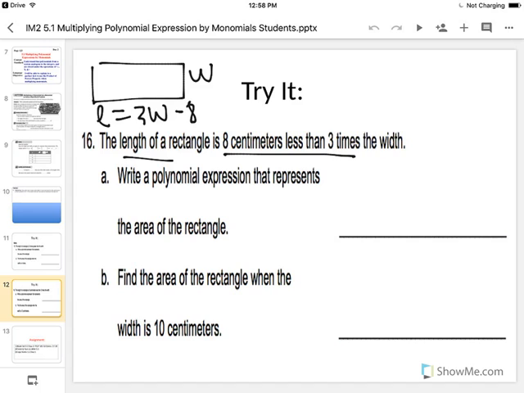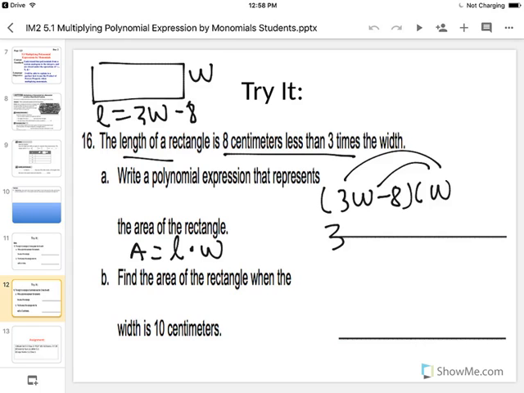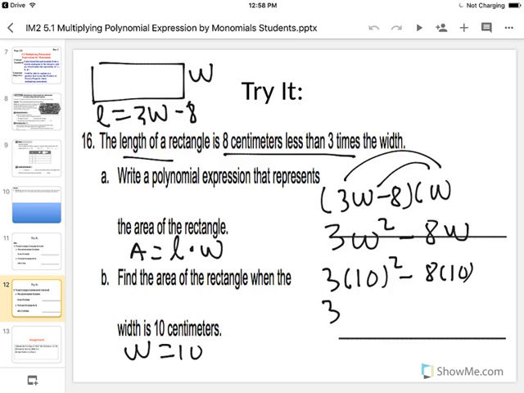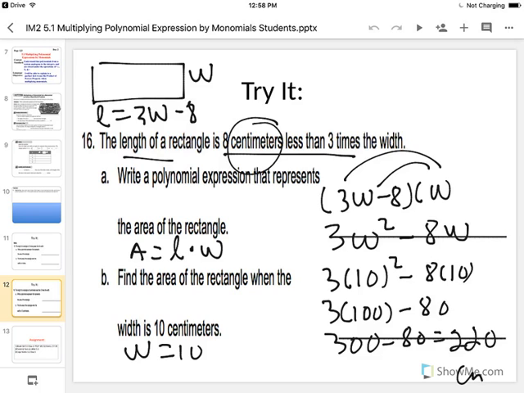Right, and the area of a rectangle is always length times width. This gives us 3w minus 8 times w. So distributive property, so 3w squared minus 8w. And we're given that w is equal to 10. So 3 times 10 squared minus 8 times 10. So 3 times 100 minus 80. So 300 minus 80 gives us 220, but this is in terms of centimeters, so it will be centimeters squared.